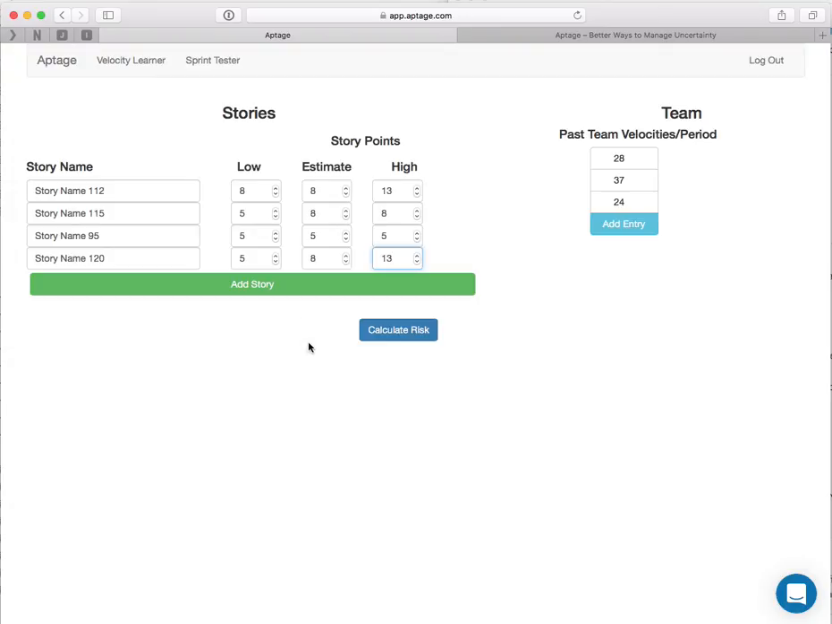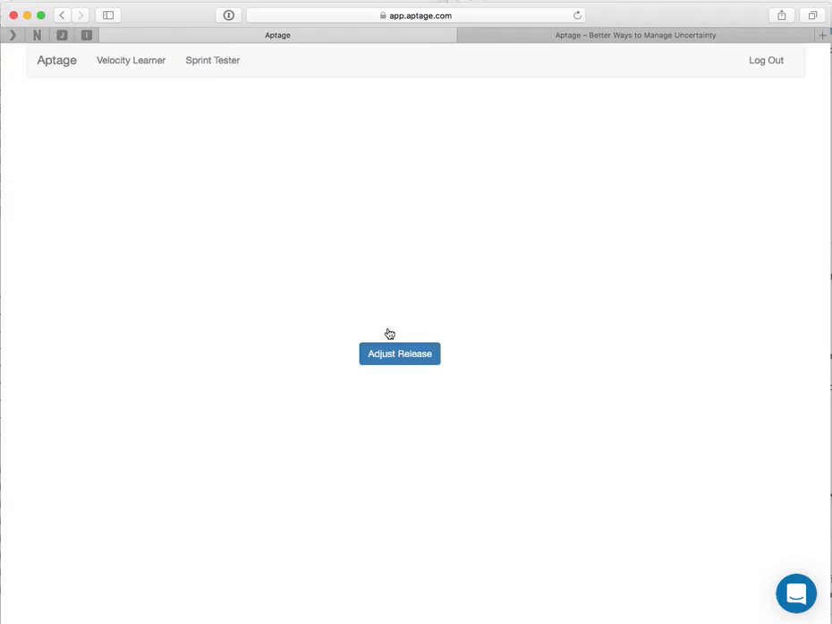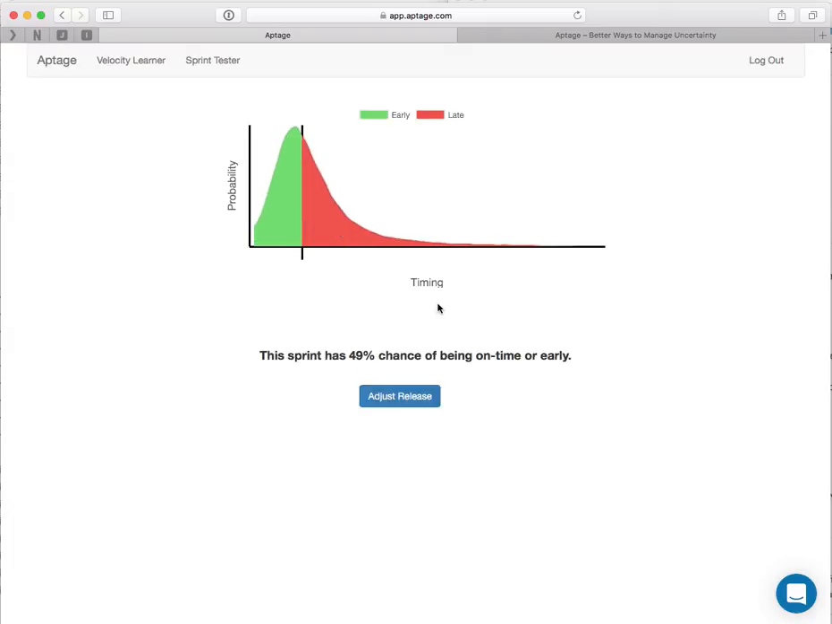Now let's see the likelihood of delivering these stories given our velocity history. Our application is running in the cloud. All you have on your computer is this web app running in your browser, and the actual calculation is being done on our servers. What we got back was that this sprint has about a 49% chance of being on time or early.